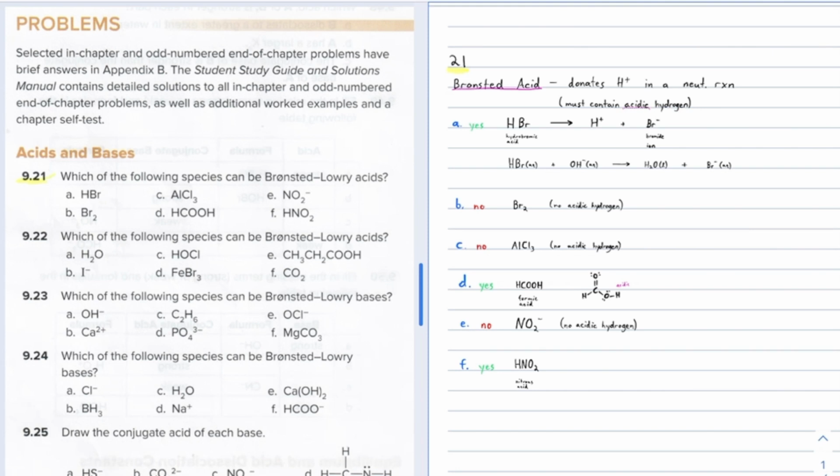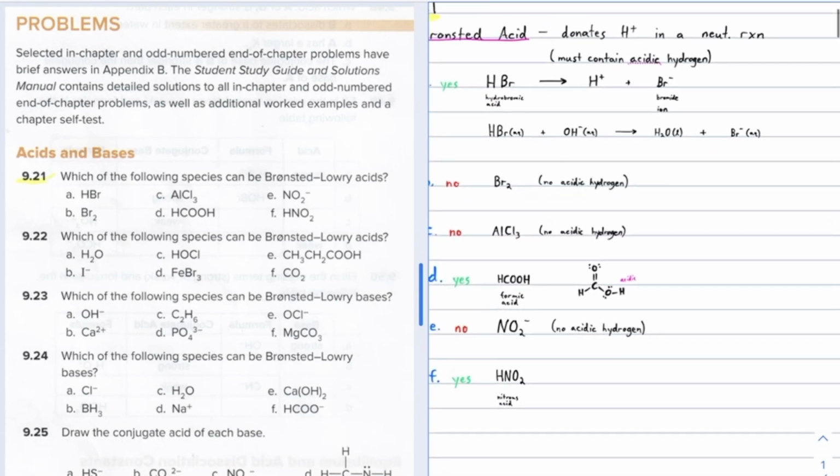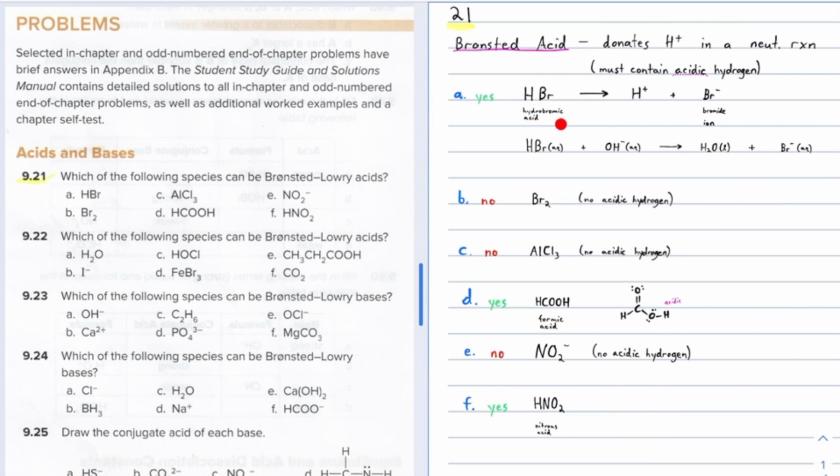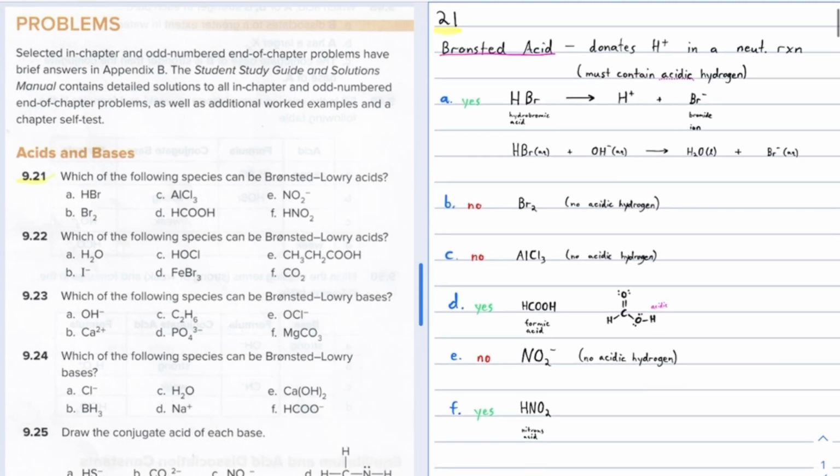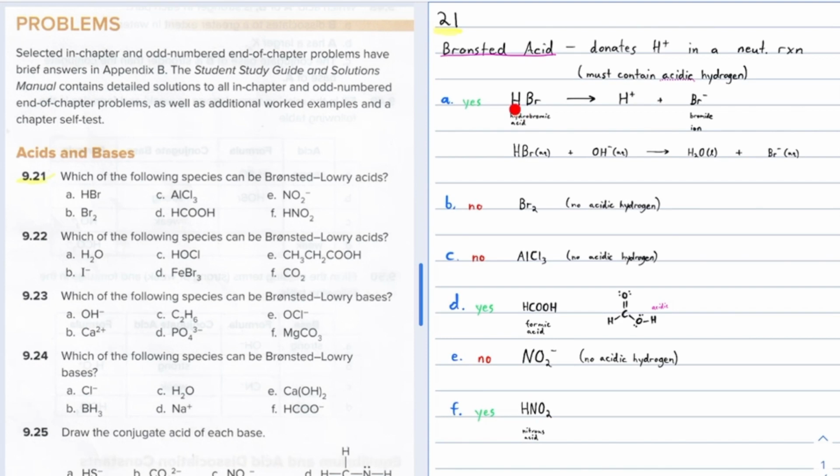meaning it's one that's being donated. The first formula, HBr, that's hydrobromic acid. Let me blow this up a little bit. Hydrobromic acid. I don't know if you can read that. It was in the textbook. It's mentioned in the textbook. This is one of the Bronsted-Lowry acids, and it does have an acidic hydrogen right here. So what happens is HBr will produce its proton, leaving the bromide ion behind.